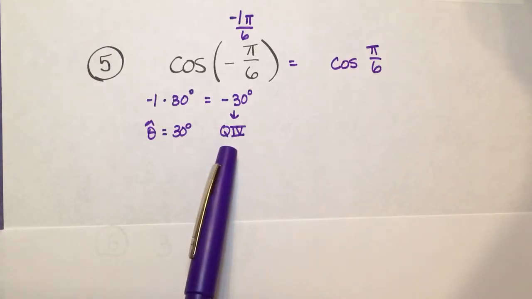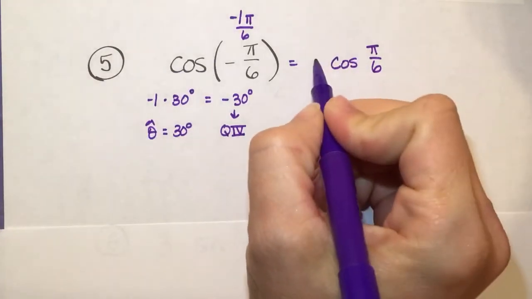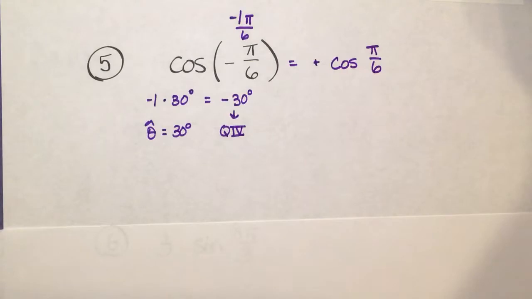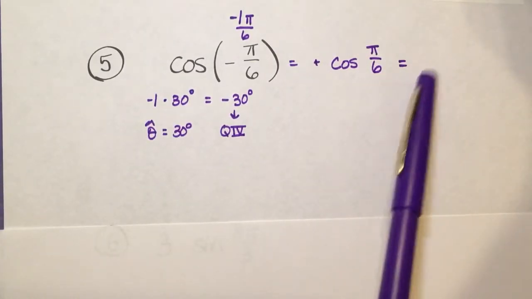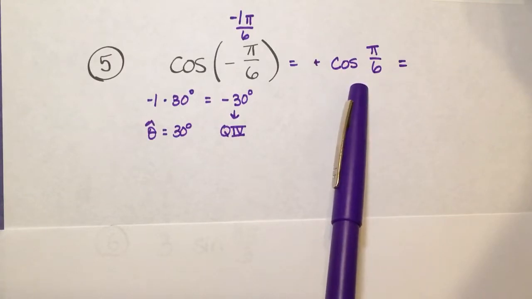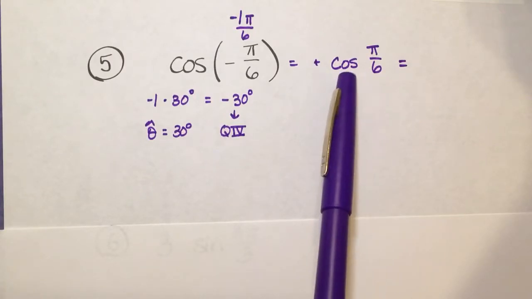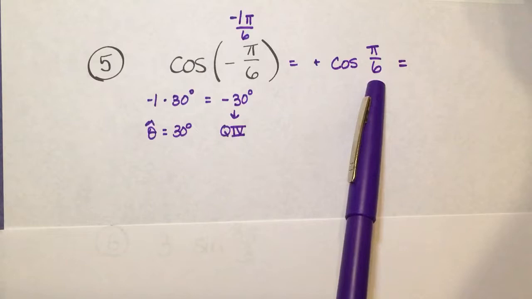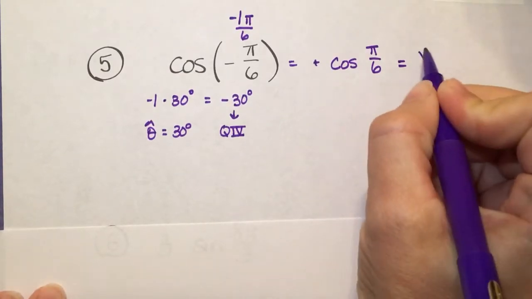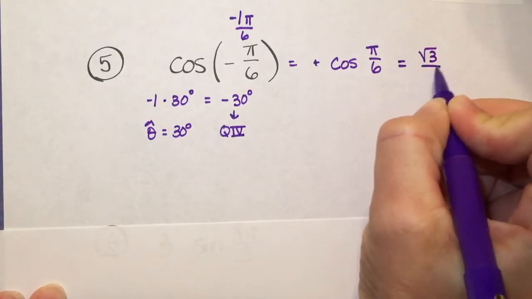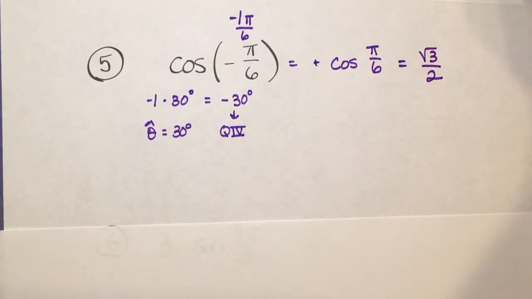Now we are in the 4th quadrant. Cosine is going to be positive in the 4th quadrant, so that just means that our value here will be positive. This just comes straight off of your table, because this is simply cosine 30 degrees, and cosine 30 degrees is going to be square root 3 over 2.